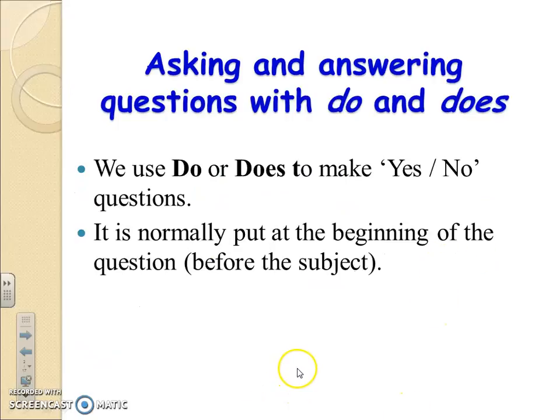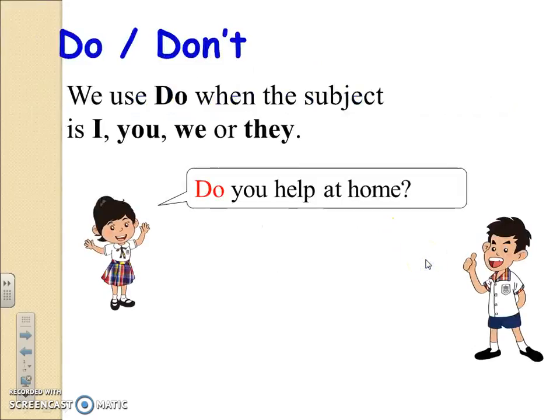So how do we ask and answer questions with do and does? Well, we use these words, do and does, to make yes or no questions. And normally we put these words, do or does, at the beginning of the question before the subject. So we use do when the subject is I, you, we, or they.